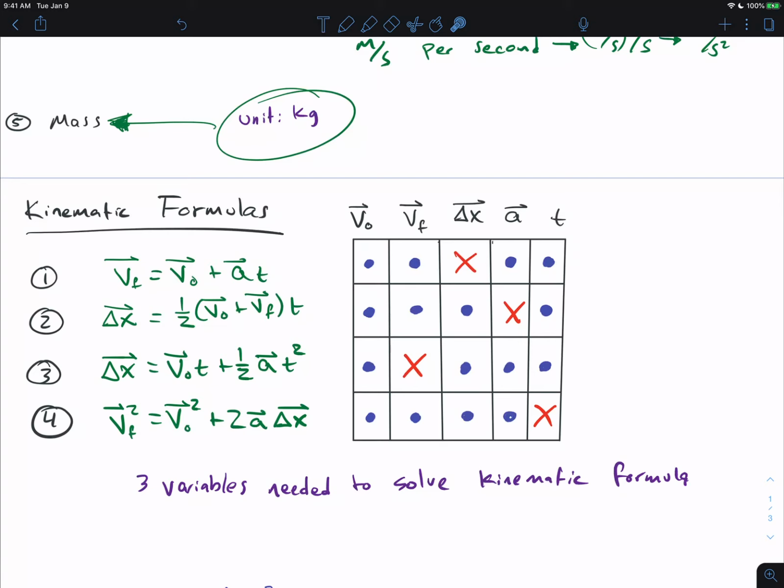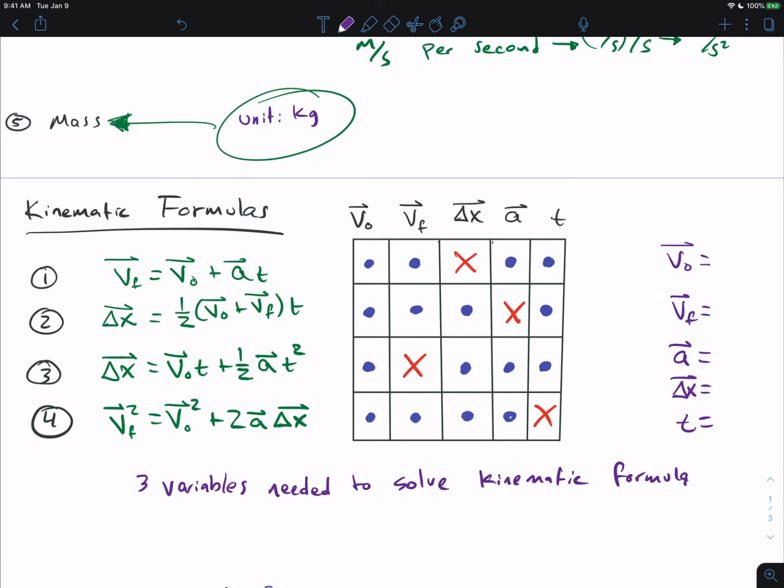So a good strategy for you guys to do on all of your problems when you're trying to solve these problems is you make a list, right? So here I would make a list of my variables. Let's say I would say initial velocity, final velocity, acceleration, displacement, and time. I would just make a little list on the side, let's say the left side of my problem or something like that.